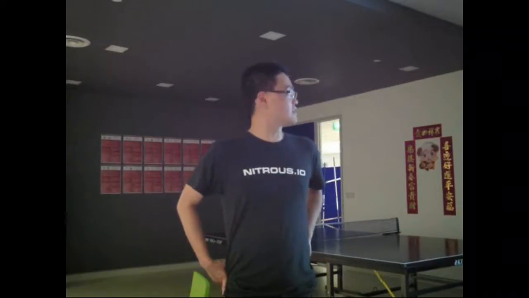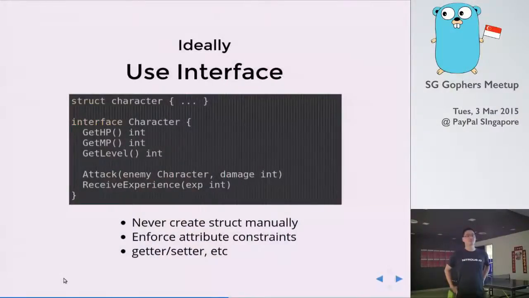The way I hope is that you can define methods on interfaces, so that you can define a minimal set of interfaces. For example, you can say a character interface is something with a getter for HP, MP, and level. And then you can define an attackable character, a character that can attack, as another interface, and put an attack in that interface.